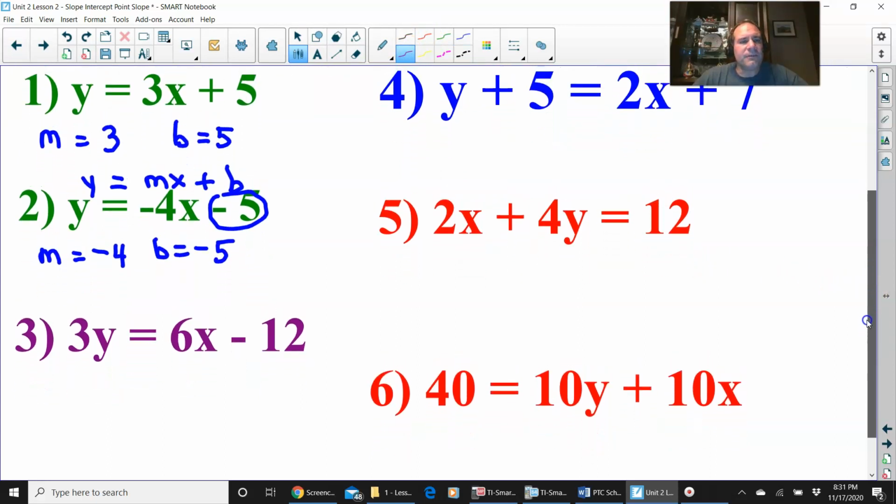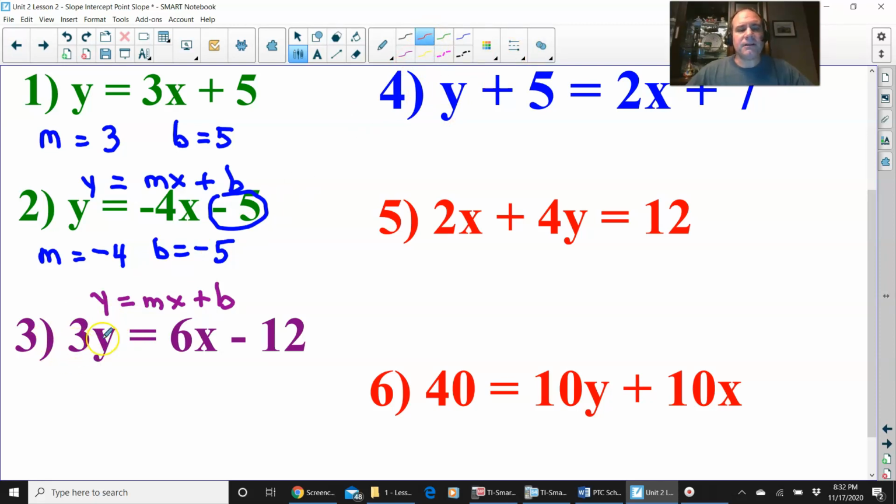So let's take number 3 right now. Take a look at what number 3 is. Is that y equals mx plus b? No. What number is next to the y? Yes, the 3 is next to the y, and you need it to go away. All right? You need the y alone.